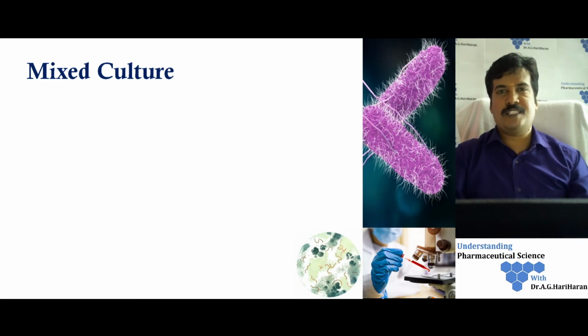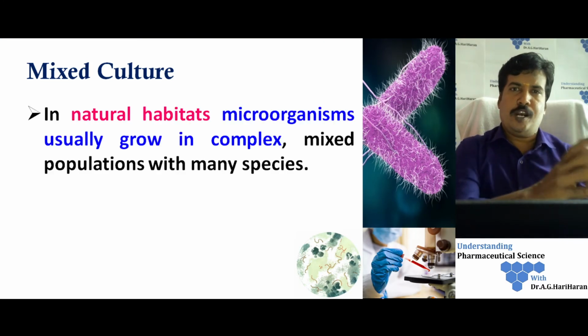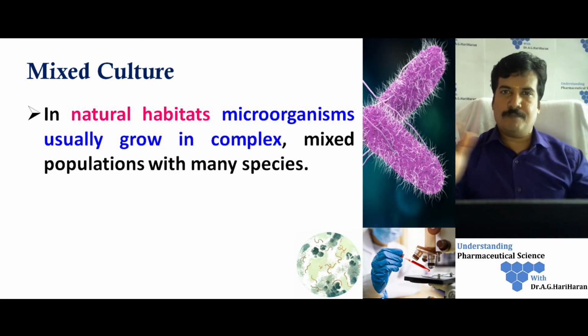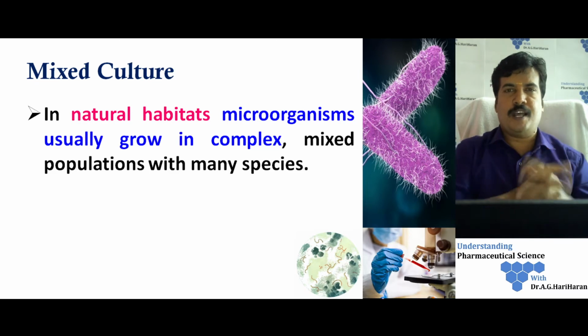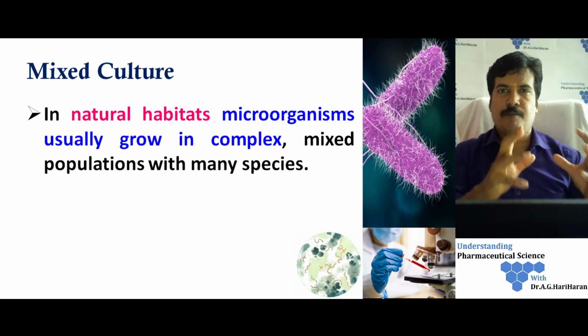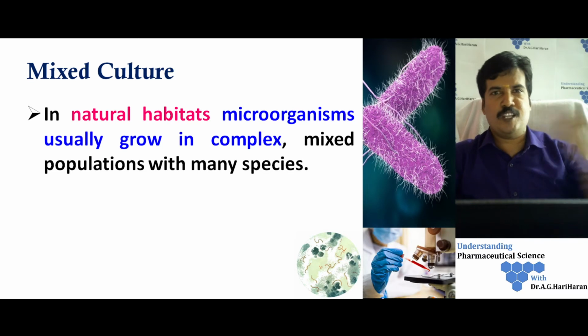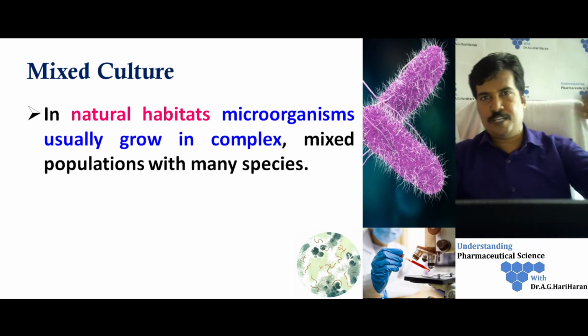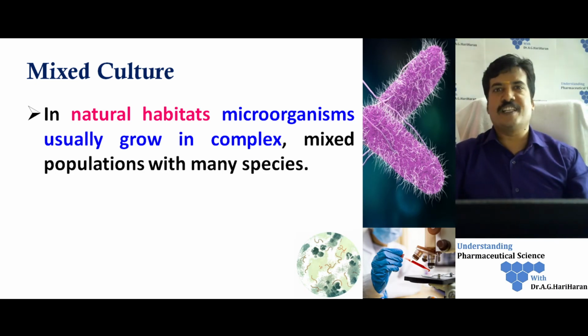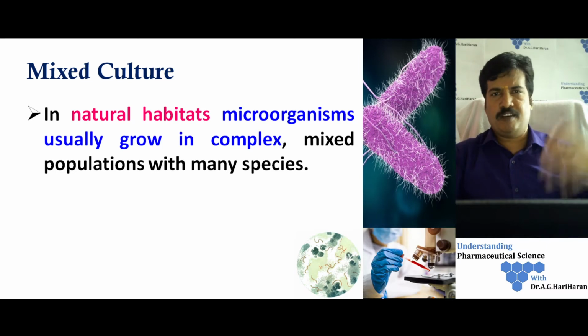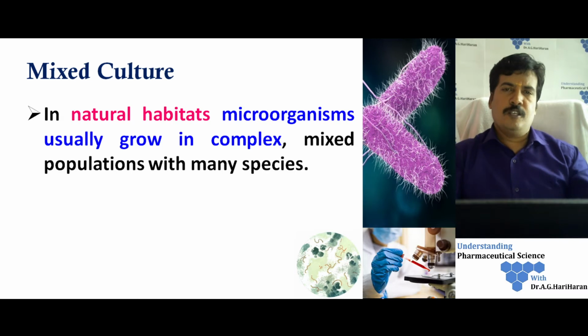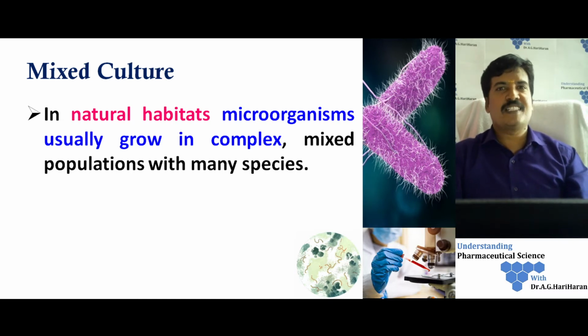First let us understand the mixed culture. What happens naturally is that in a natural habitat, generally microorganisms live together. They grow in a complex environment, and we can find a mixed number of species if we take a sample from a natural habitat. If I take a sample from soil, sewage, any water resource or an air sample, it carries different types of microorganisms: bacteria, fungi, algae, or different species of bacteria. This we consider as a mixed culture.